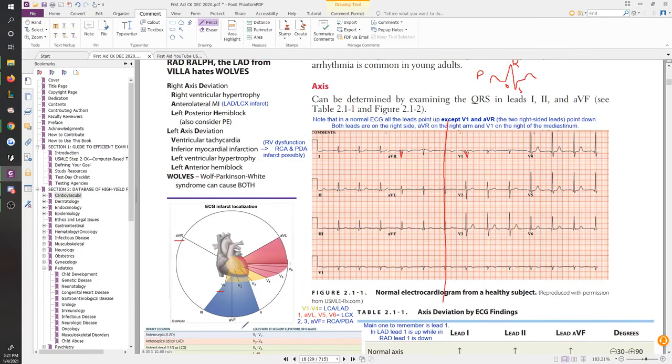2 and AVF, these two you don't really want to consider too much in this aspect because they're really far away from the heart, as opposed to AVR and V1. They're pretty close to the heart. Even the one on the right hand, anatomically speaking, it's far from the heart, but functionally speaking, it's pretty close to where you would feel the pressure of the heart coming from.